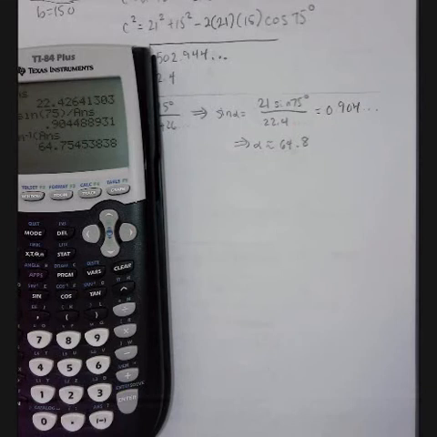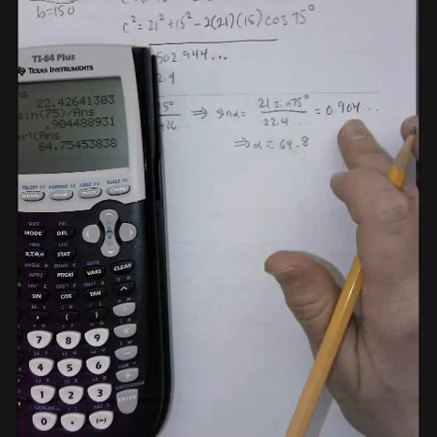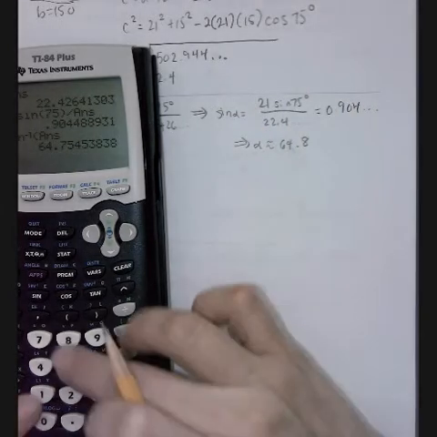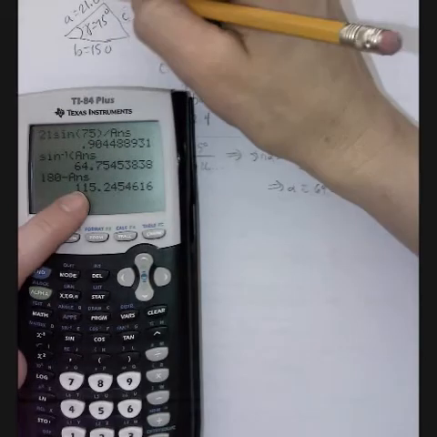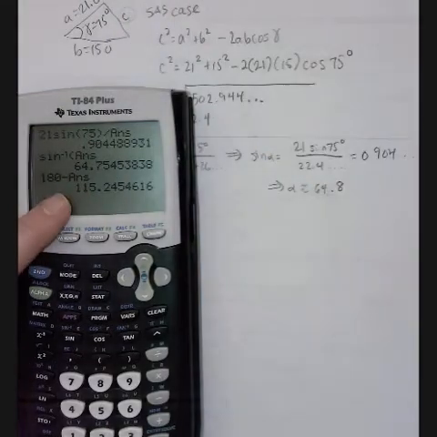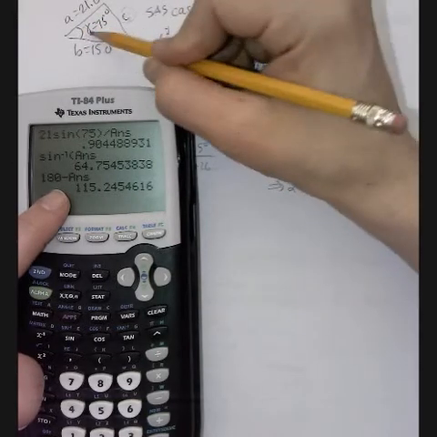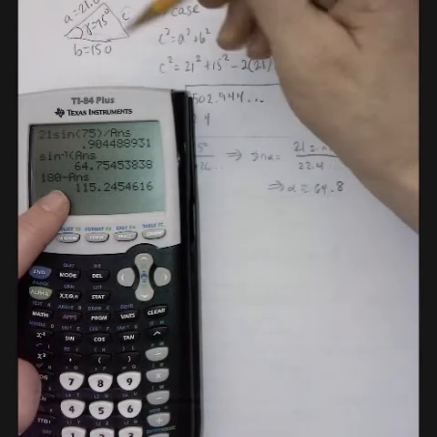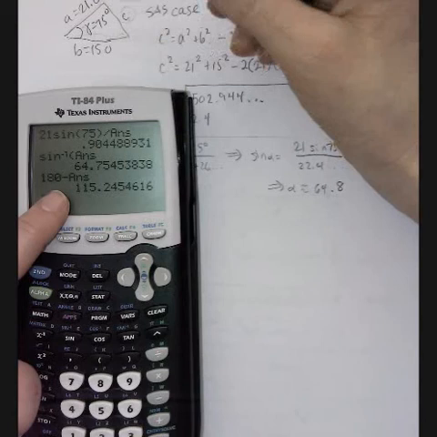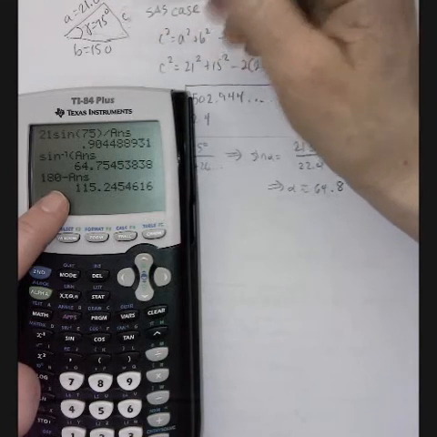And from there, now you might be thinking, well, there's actually two angles that have this sine, but if you do 180 minus that, 115, that's going to be too big for the 75 degrees. This is not an ambiguous case. This triangle is determined. If this angle is fixed and this is fixed and this is fixed, this is determined. And you really don't have any situation where you're going to get two triangles.